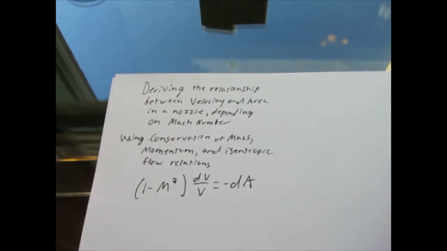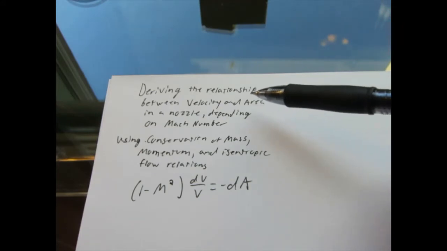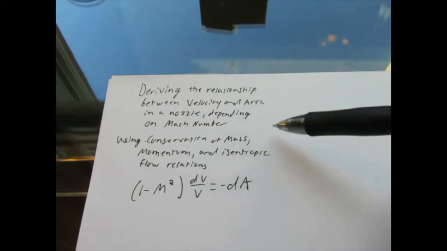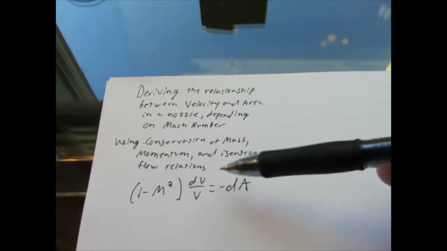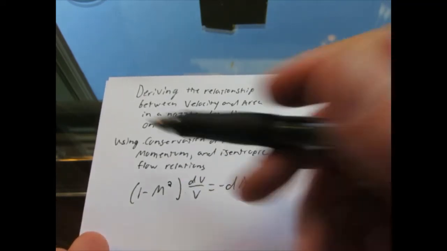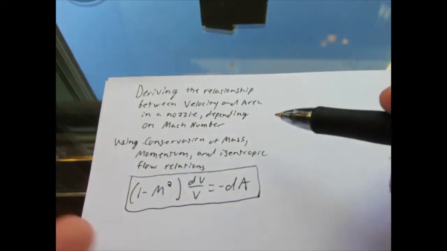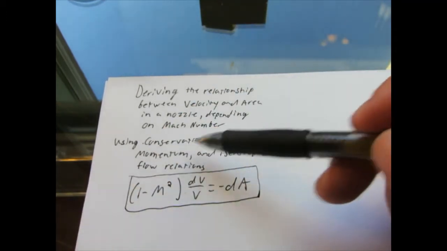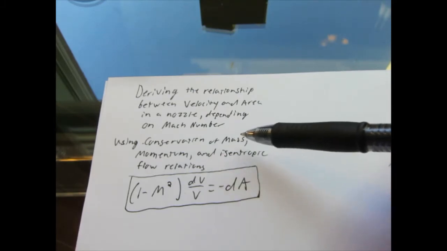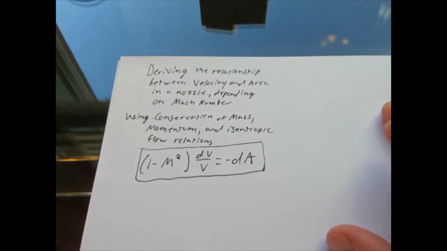Hello, in this video I'll be showing you how to derive the relationship between velocity and area for a converging-diverging nozzle, and that relationship of velocity and area depending on the Mach number. So ultimately we want to arrive at this equation here, and to do this we're going to use the conservation of mass, momentum, and some isentropic flow relations. Okay, so let's get started.